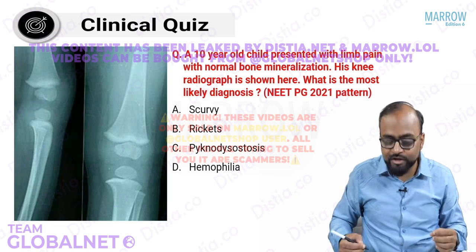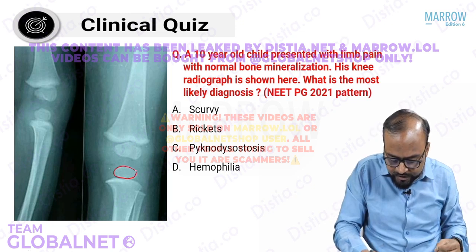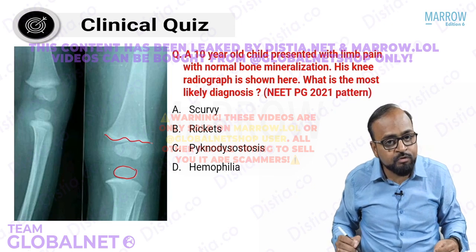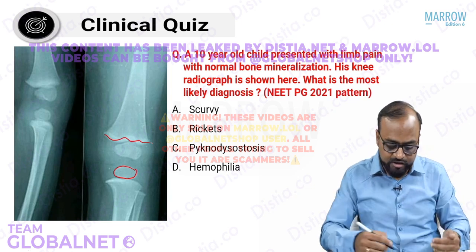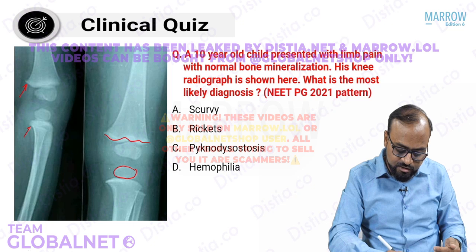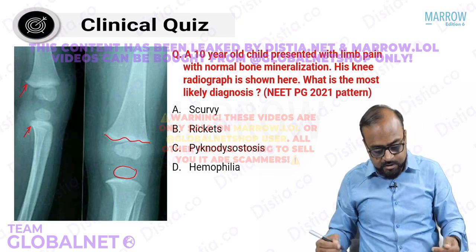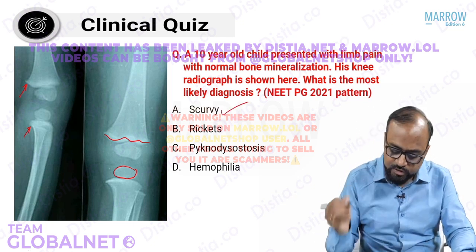Then we discussed this radiograph. We saw that there is Wimberger epiphysis. There is a white line of Frankel. There is a Trummerfeld zone of rarefaction. Sharp spurs are seen along the metaphysis. These are Pelken spurs. All these are features of scurvy.